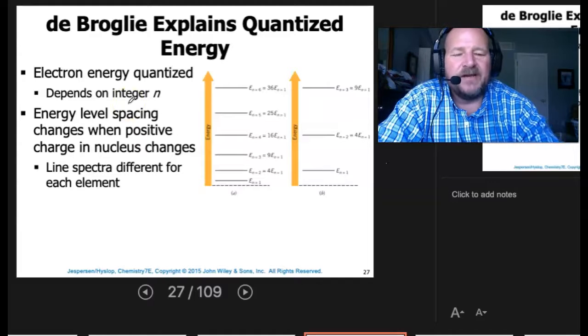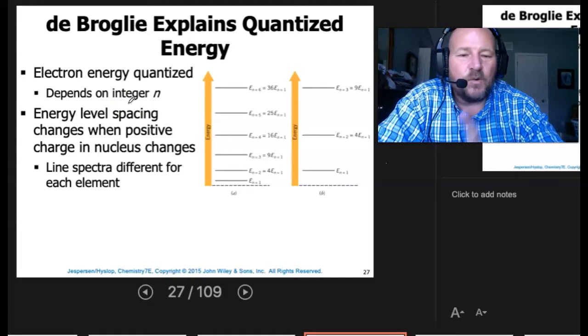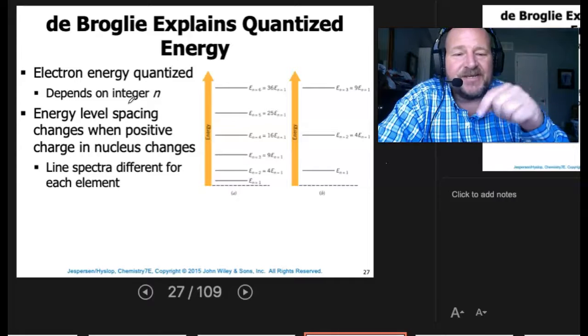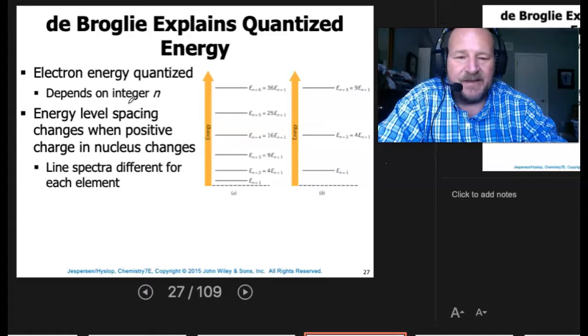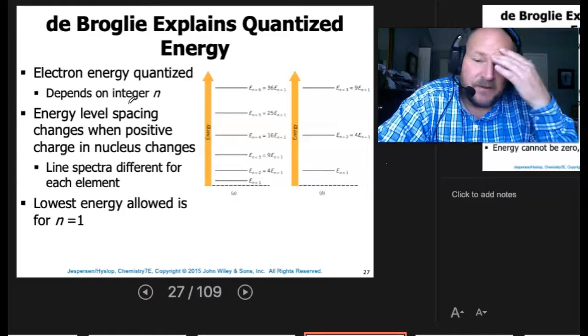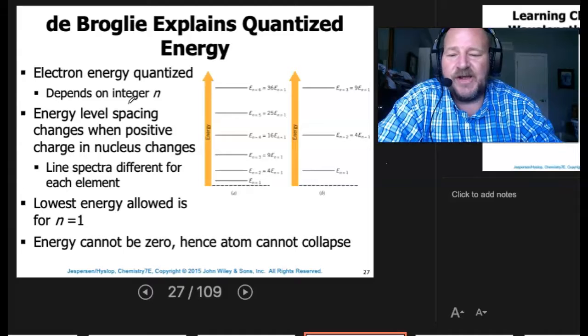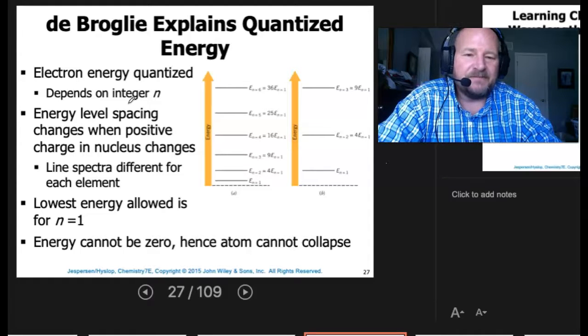And so this is why the equation worked fine for one electron. But the minute I put a second electron in, it's not just the electron's interaction, but also the protons that are going to affect how that's going to work out. The lowest energy allowed is going to be for n equals 1. Okay, so your energy can never be zero. That way the atom can never collapse.